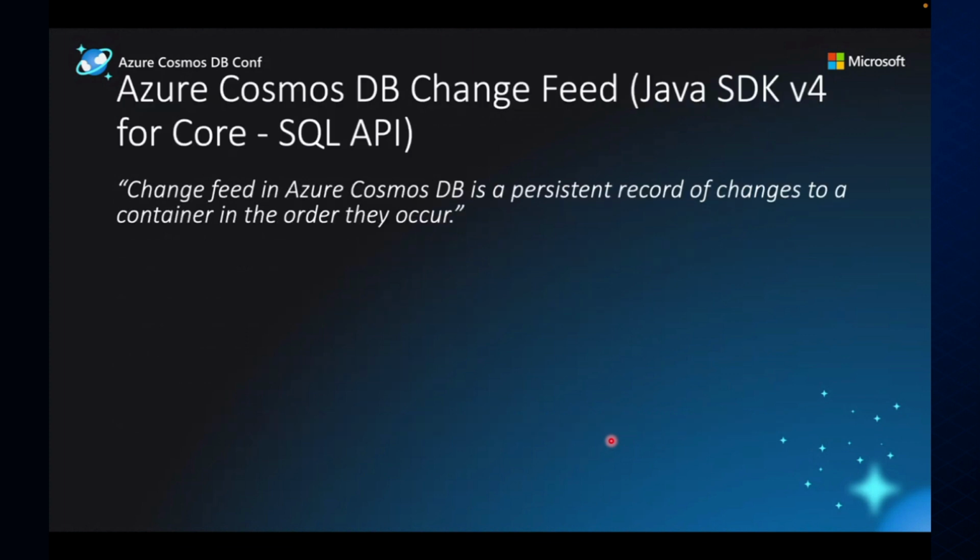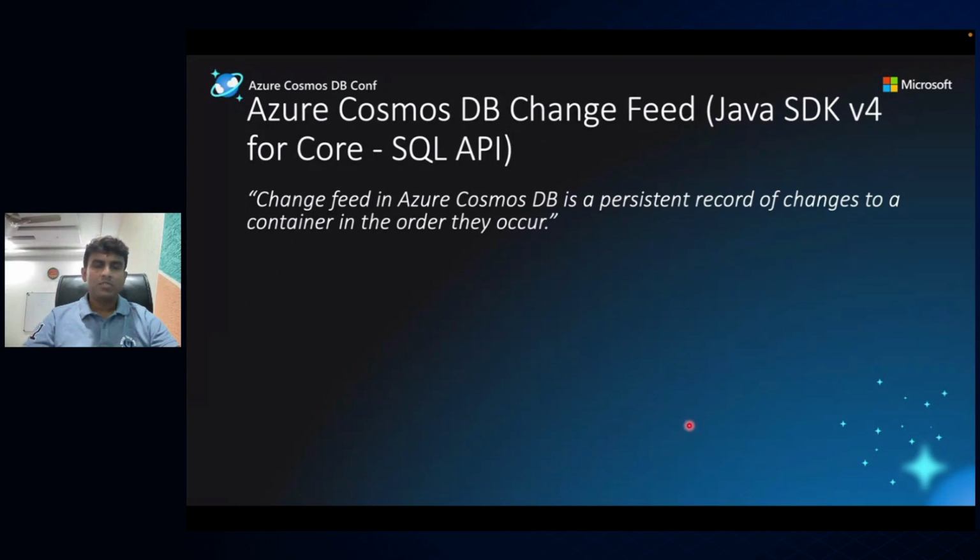So with these requirements, we'll see how Cosmos change feed helps in achieving them. So let's take a look at what exactly is a change feed in Cosmos DB. It's nothing but a persistent record of changes that are happening on the container, and they also preserve the order in which they occur. Basically, Azure Cosmos provides a nice SDK, Java SDK version 4 for SQL API. So using this SDK, we could actually query the changes that are happening on the container in real time and consume that in our client application.